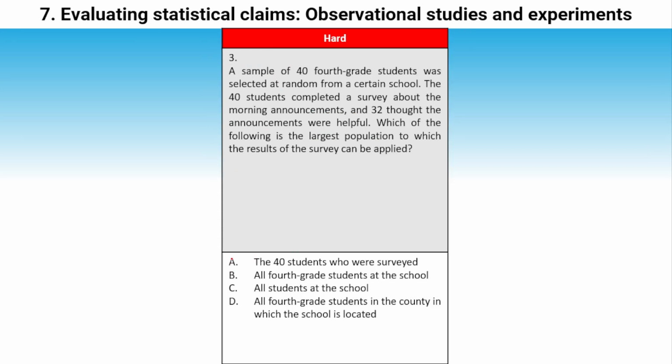So let's see the hard one. A sample of 40 fourth grade students was selected at random from a certain school. The 40 students completed a survey about the morning announcement, and 32 thought the announcement was helpful. So 32 out of 40, times 100%, is about 80%, which is good, right?